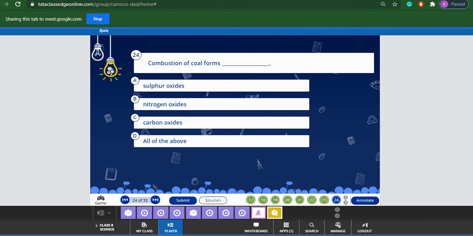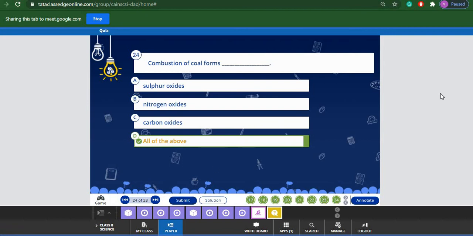Which one will be the right answer here? Sir, C. C. And anyone? Is it C or something else? Okay, let's check. Is it C or not? No. Then Sir, B. No, it will be all the above.